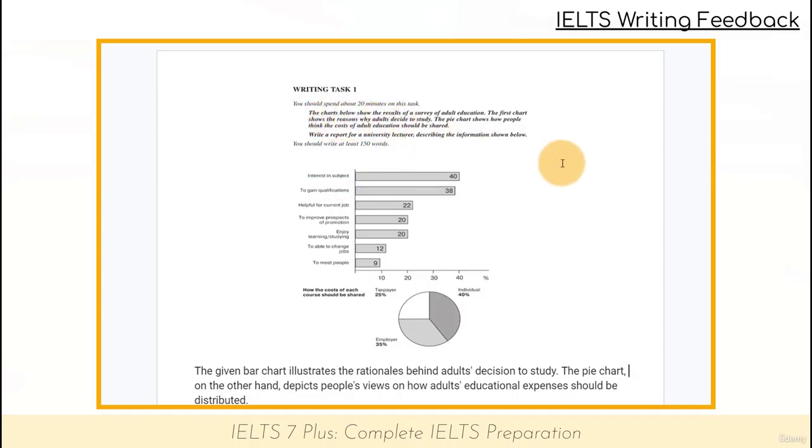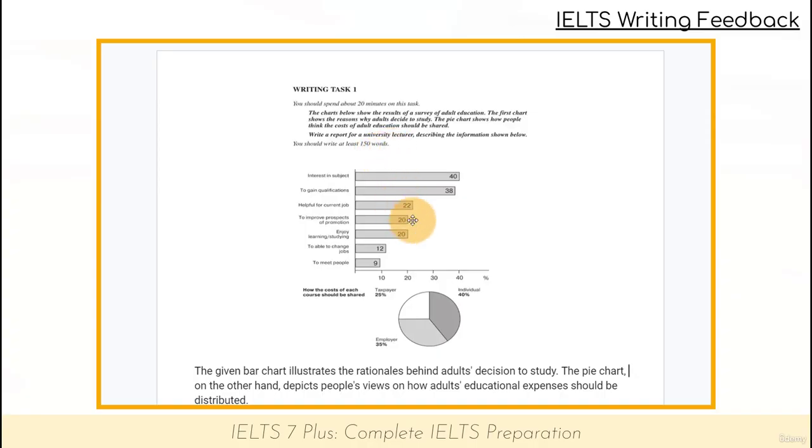The charts below show the results of a survey of adult education. The first chart shows the reasons why adults decide to study. So we've got two charts here. We've got a bar chart and a pie chart. The pie chart shows how people think the costs of adult education should be shared. So the first one is reasons why adults study. Second one, the costs should be shared. Okay, interesting. And write a report for a university lecturer, describe the information below. Write at least 150 words.